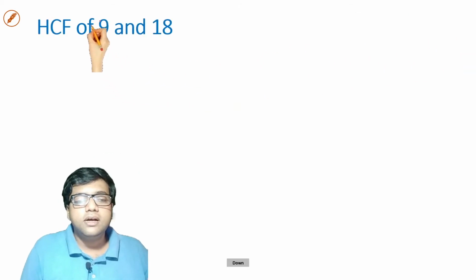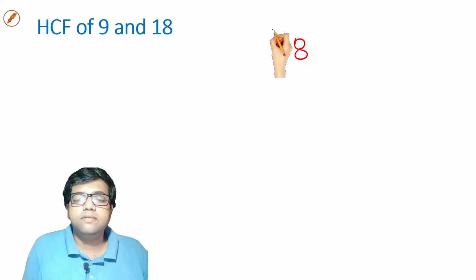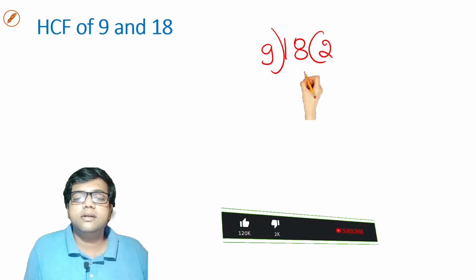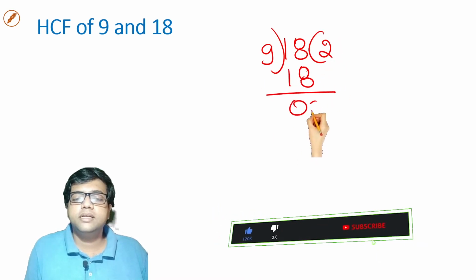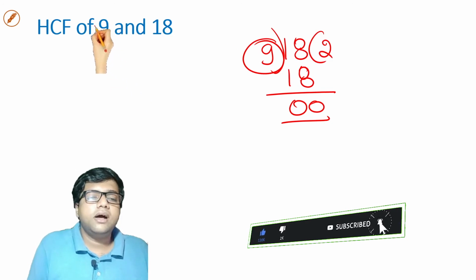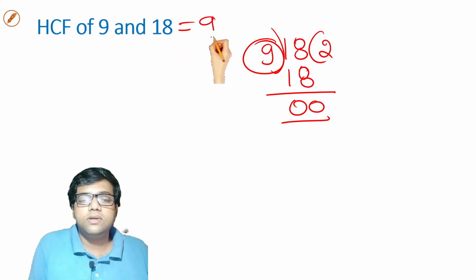Let's move ahead. Highest common factor for 9 and 18, very simple. Divide 18 by 9. 9 2s are 18. You got remainder 0. So the highest common factor of 9 and 18 is equal to 9 itself.